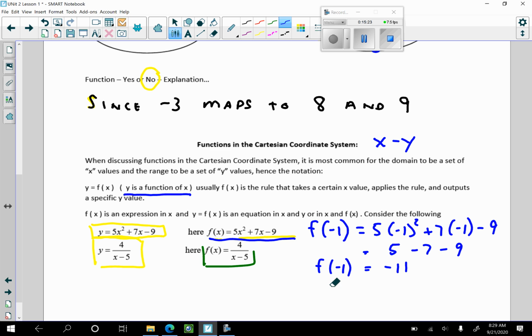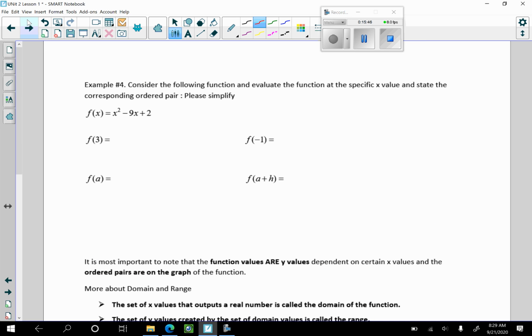And this is the coordinate point that is associated with this guy right here: negative 1, comma negative 11. That's a point. This x right here maps to this y, if you think about it as a mapping. Let's go to example 4 in our interactive text.